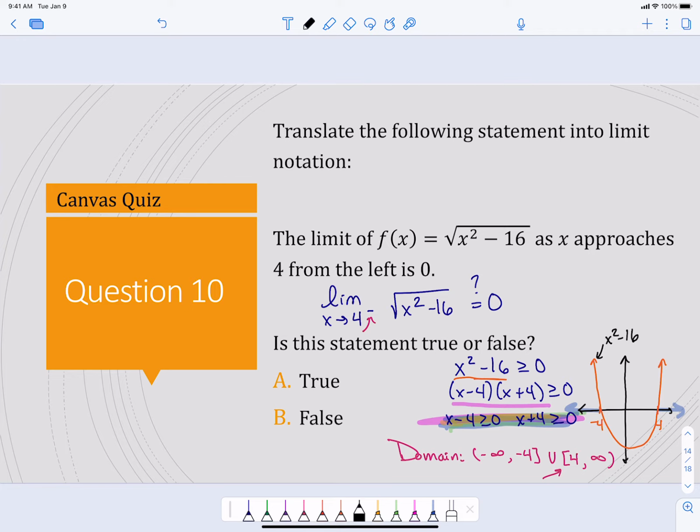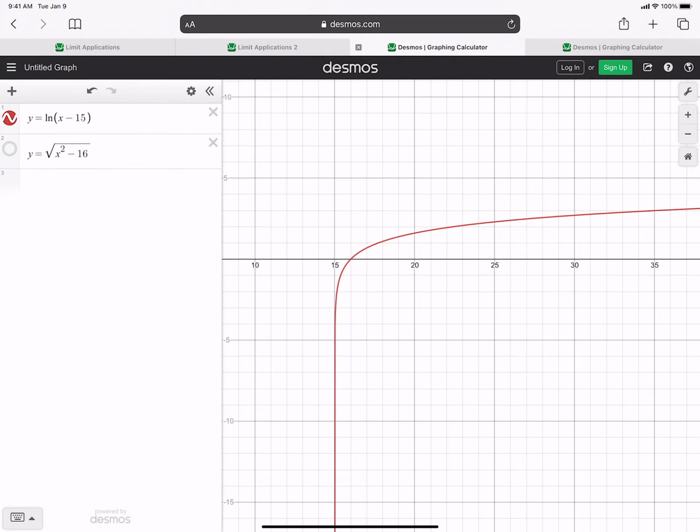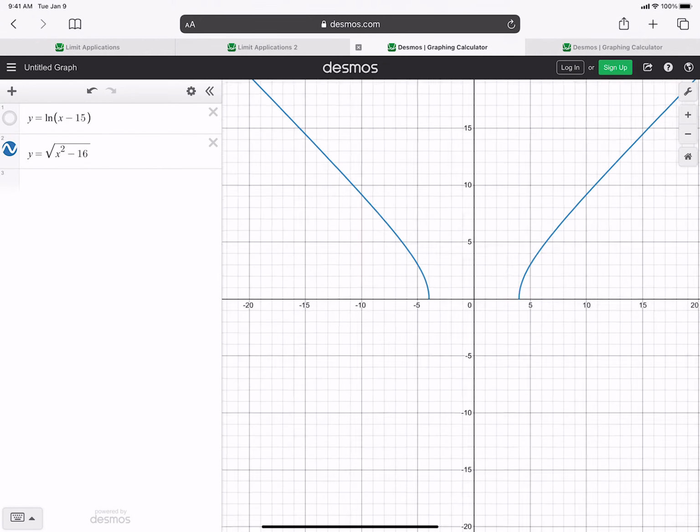The graph of our square root of x squared minus 16, what that looks like, I have that one graphed here. Let's unselect that, select that. Gotta move this around. Looks like that.